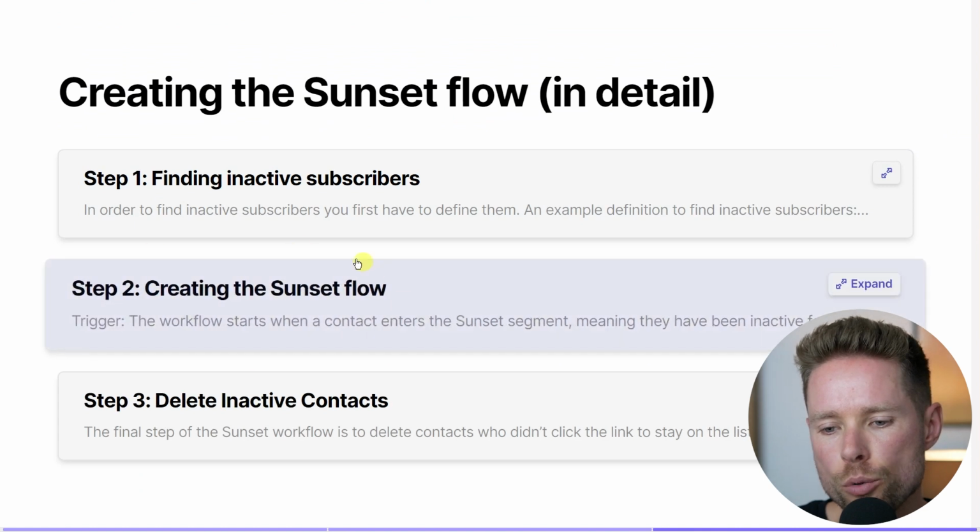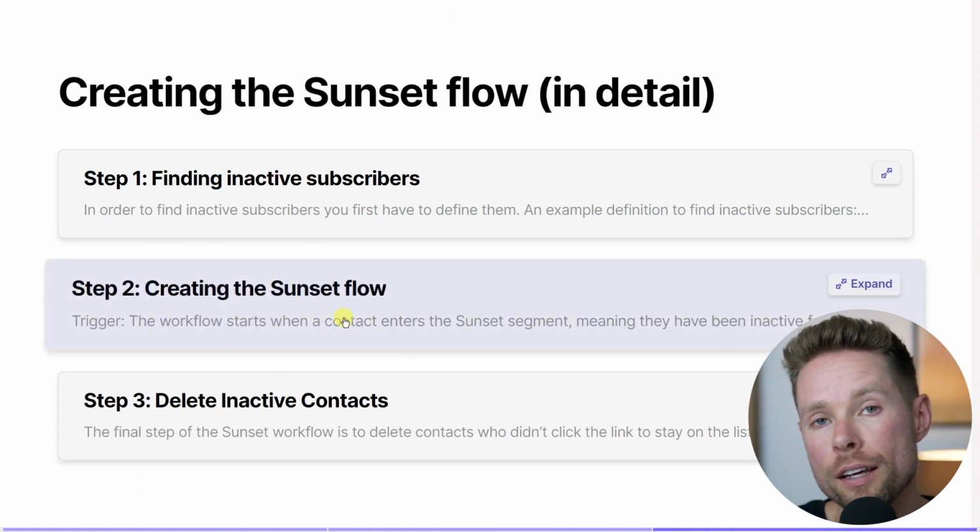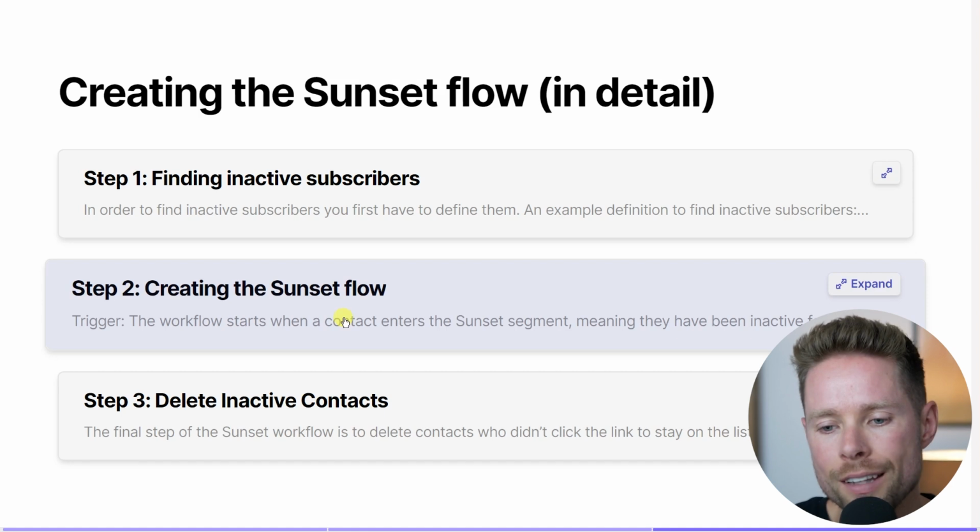Then we're at step 2, creating the sunset flow, where we're going to send the subscriber the email. So we're going to send the inactive subscriber, based on our segment criteria, that email saying we're going to split ways basically.